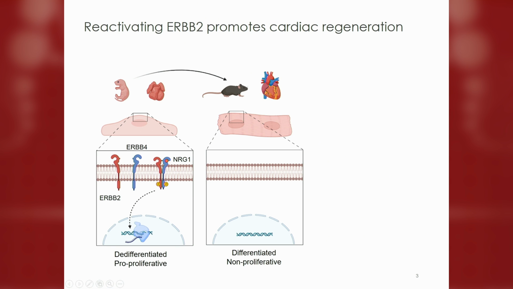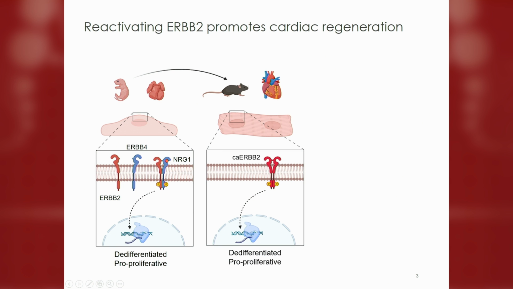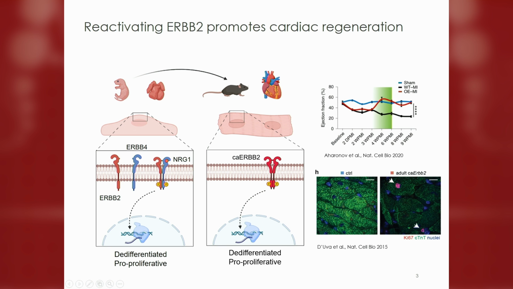Essentially, the level of these receptors downregulates after birth, but we could use this genetic tool in which we activate the receptor. We take a constitutively active form of the receptor and express it in cardiomyocytes, and this is a very potent inducer of growth signaling. And so we could show that when we use a transient activation of ERBB2 signaling in an acute model of MI, or in a heart failure model, we can induce very robust regeneration of the heart.